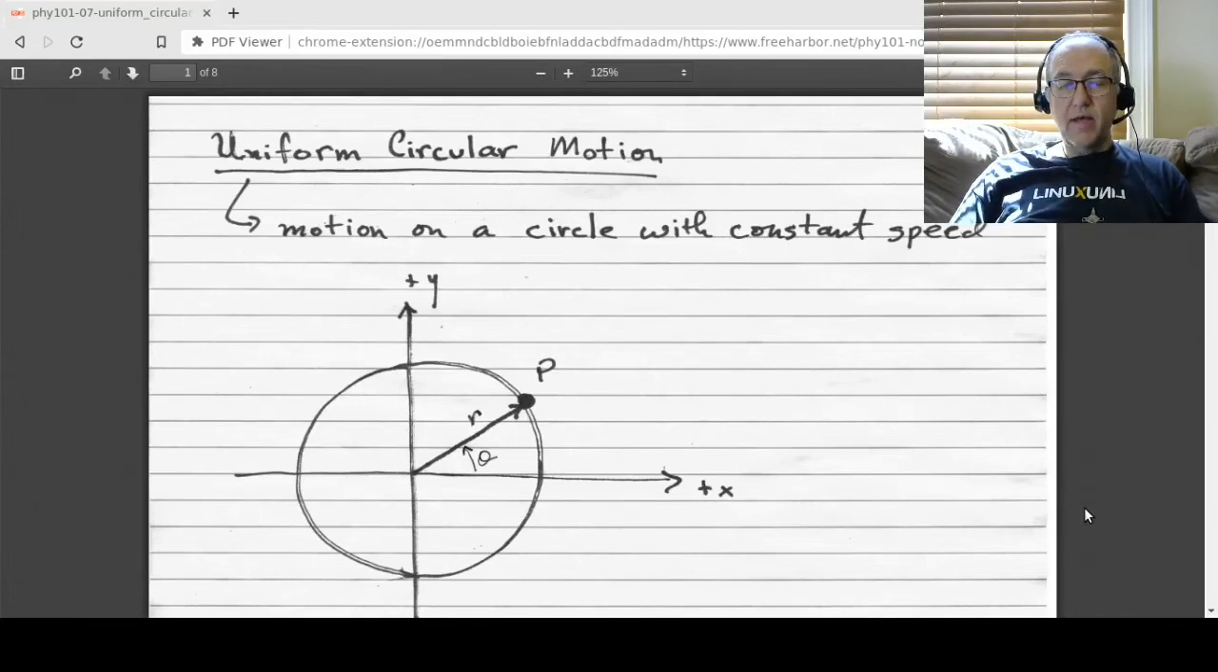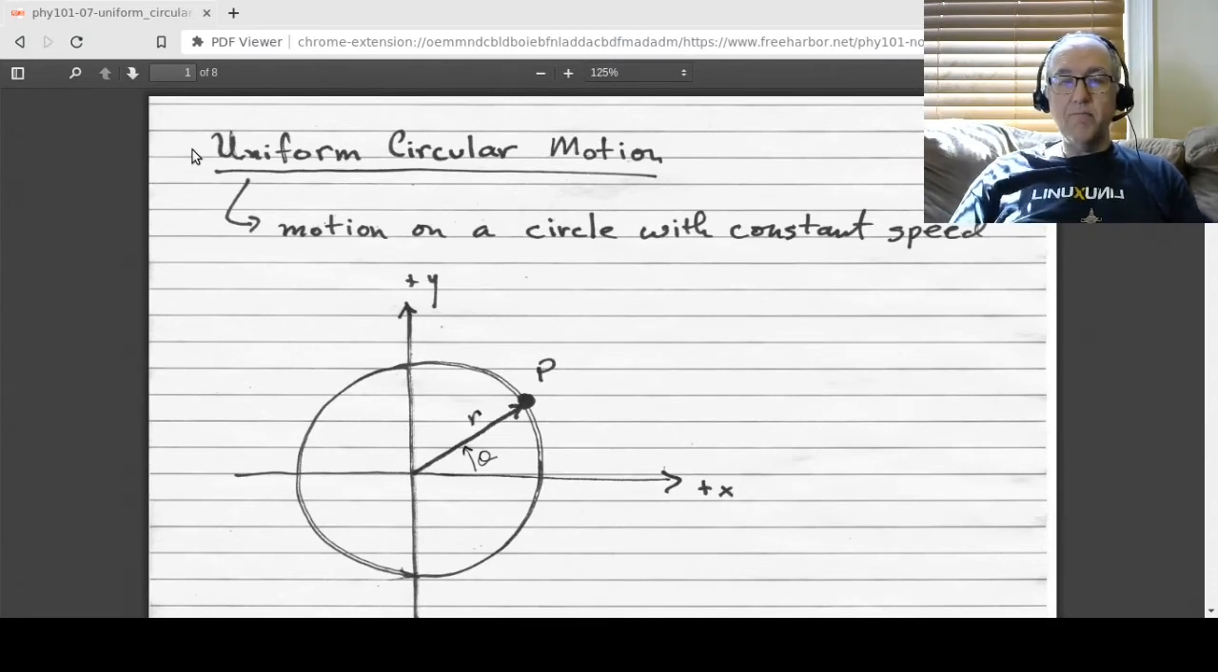Hi everyone, welcome to our seventh lecture. This lecture is still in 2D kinematics. It's another special case. This is the special case of what's known as uniform circular motion. And even though I didn't write here in the title 2D kinematics, it still is part of 2D kinematics.